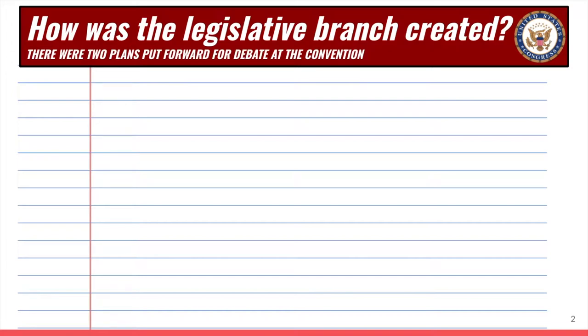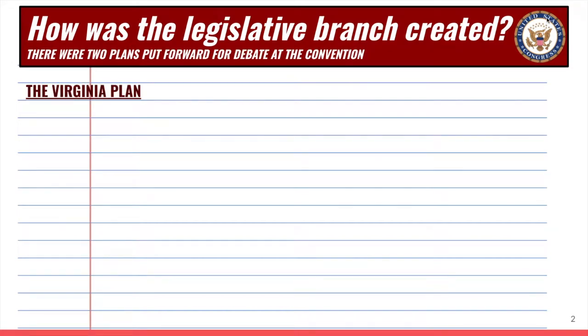When the convention first began, there were two plans that were put forward for debate on how to construct the legislative branch, although they did have some ideas about the executive as well. So let's delve into those plans.